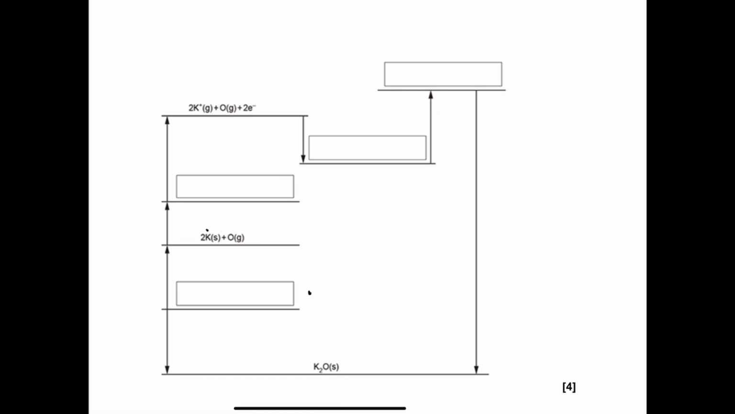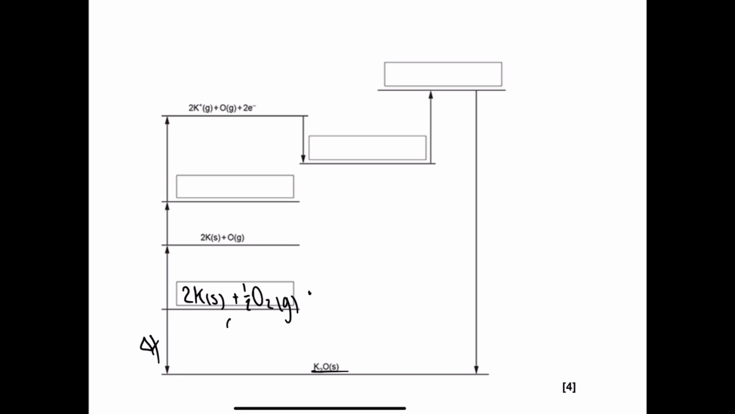So we know that we need 2 potassium as it's K2O, so we're going to need 2 moles of potassium. We also know that potassium is a solid in its standard state, and that oxygen is O2 in its standard state, and it's also a gas. But if we look up here, we have 1 mole, and down here we have 1 mole, so we need half an oxygen molecule. And we can also see that this will be our standard enthalpy change of formation, as we're forming 1 mole of a compound from its elements in their standard states.